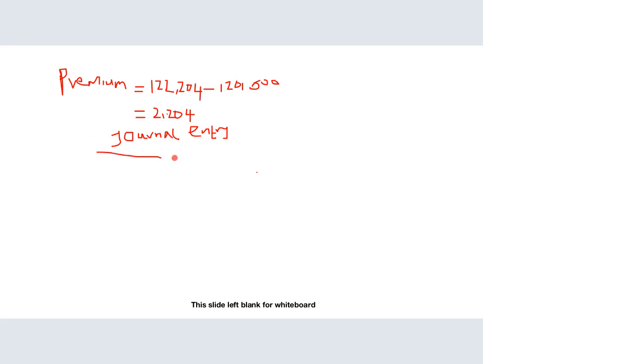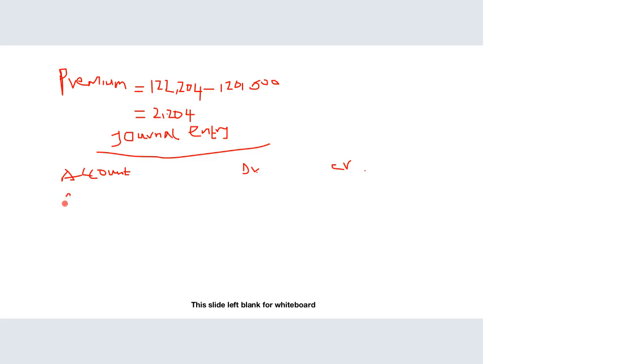So for the journal entry, we'll have the account in the first column, then we have debit and credit. So the first account there should be cash.